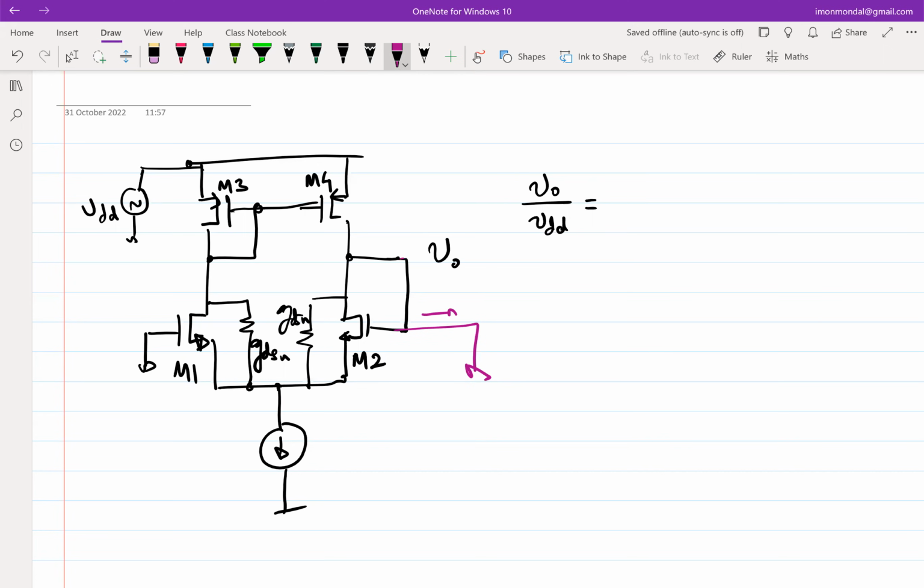What will be the current through this short? We derived this current last class. What is ISC? You can look at the last class's notes. Basically, ISC is VDD times (GDSN plus GDSP), isn't it?